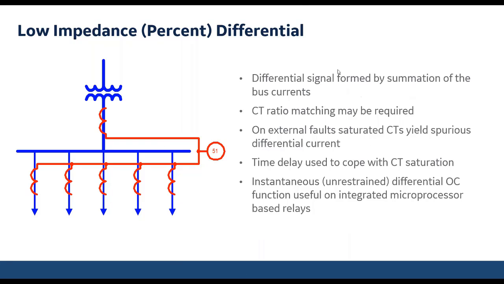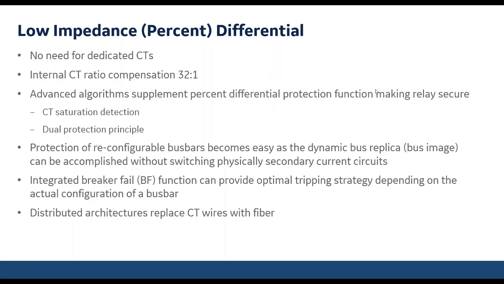Just kind of mentioning the advantages and disadvantages of the low impedance differential versus the overcurrent scheme, as I mentioned: no dedicated CT, we can do CT compensation. It doesn't have to be the same ratio. We could do up to 32:1 compensation. We're going to talk about some advanced algorithms that we use for differential protection to take care of those CT saturation issues. The protection is reconfigurable very easily based on the bus replica.